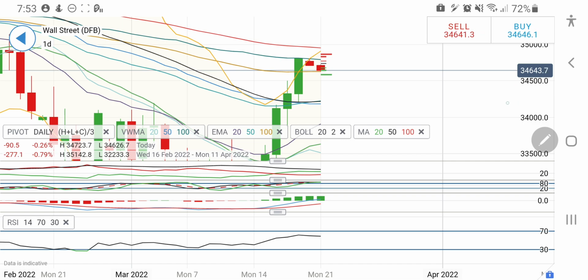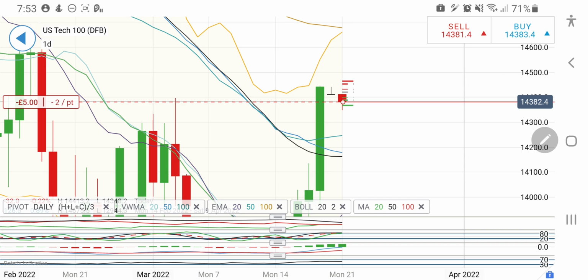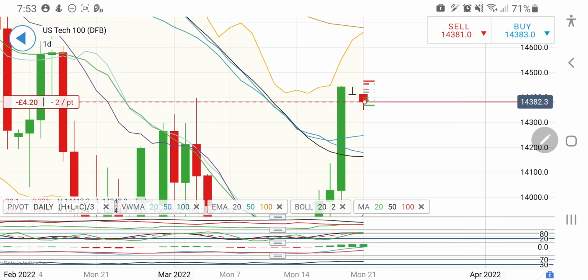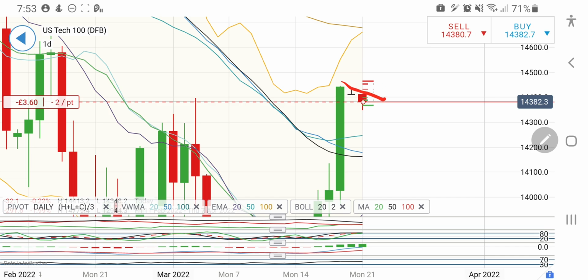Now let's have a look at US 100. US 100 on the daily charts, similar is the chart indication here, and lower highs is what we can see, and I'll recommend a long entry only beyond 14,450 levels. With a stop loss at 14,450, one can remain short on US 100 too.